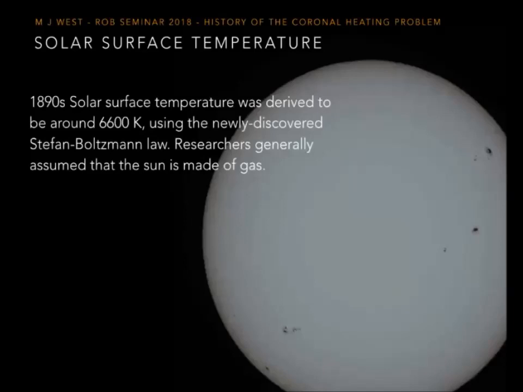And it was in the 1890s that we were able to start looking at the solar surface and get an idea of the temperatures involved, and it was in the 1890s that we made measurements of the solar surface temperature to be around 6,600 Kelvin, and this was using the newly discovered Stefan-Boltzmann law back then, and it was generally assumed that this was made of gas.